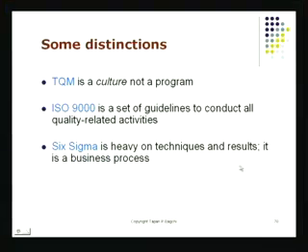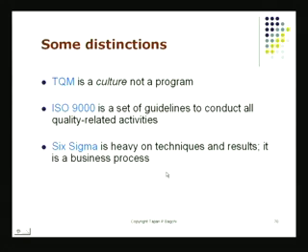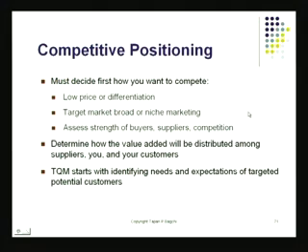You get more orders. Some distinctions again. TQM, as I mentioned to you, is not a program. It's a culture. It's a way of thinking. ISO 9000 is a set of guidelines basically to impact all quality related activities. These impact your practices and put your house in order. That is what is done in ISO 9000. Six Sigma is a technique-oriented approach. It's very heavy on techniques and results. And it's a business process. It's a process that impacts your business, that impacts your process and produces better results.